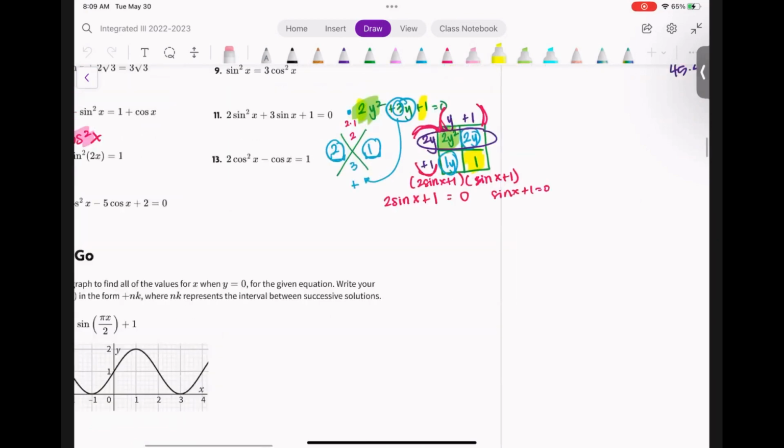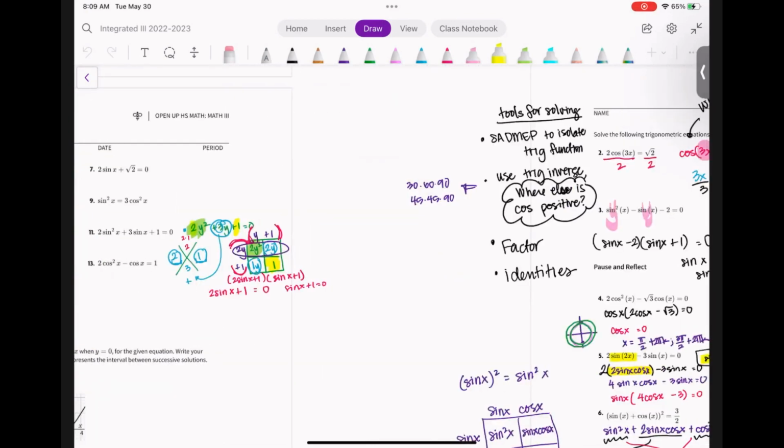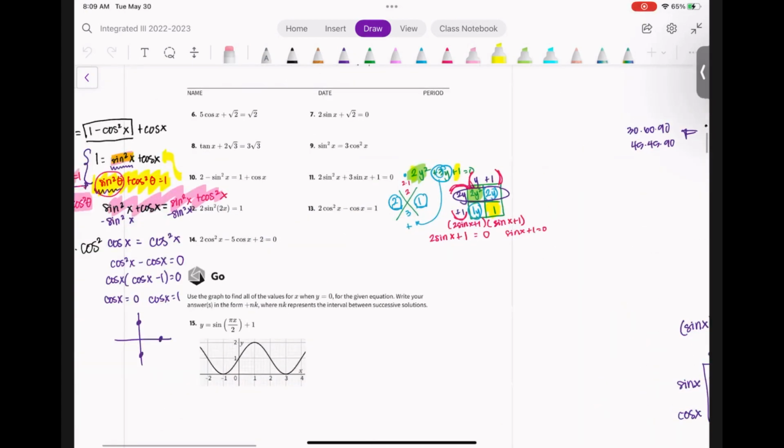If you remember from our other videos, here are my tactics, or my tools, for solving. It's basically use SADMAP to isolate the trig function. Once it's isolated, you can use the trig function or 30, 60, 90 if you recognize it. If you're stuck there, then I would factor. If you can't factor, then I would use identities. These are not in any particular order, but this is the way I tend to think about things. Hopefully this gives you a place to start.